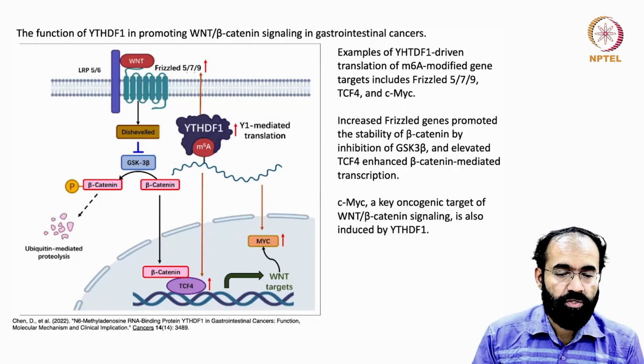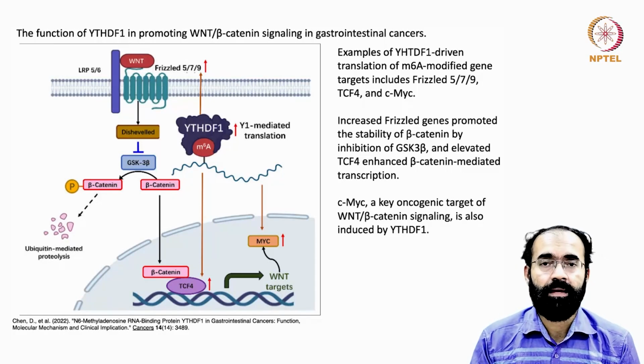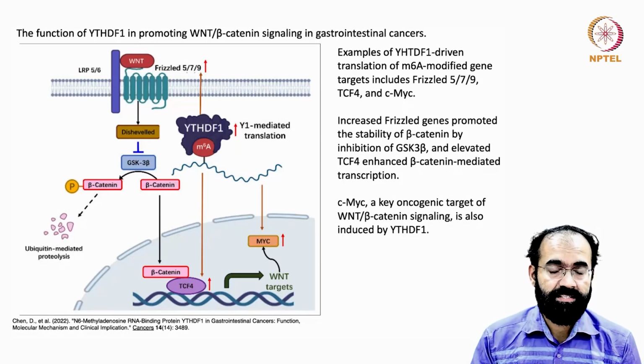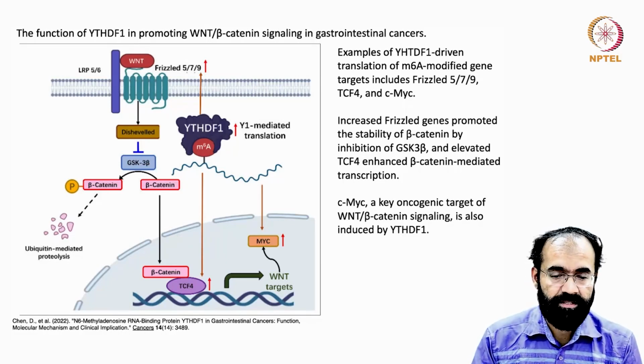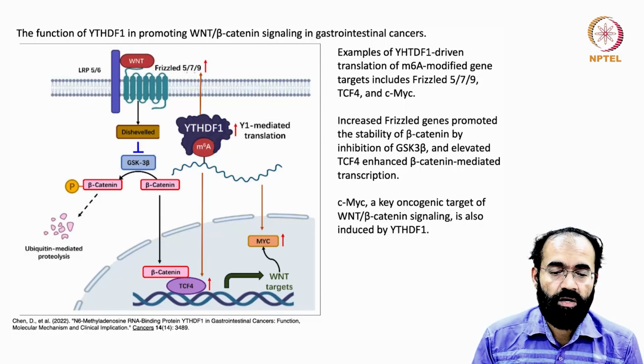gastrointestinal cancers. So we can see here, in the previous class I mentioned verbally the basics of the Wnt signaling mechanism, and let us see it in a pictorial manner here. So you have this receptor that is called frizzled. Different types are there: frizzled 5, frizzled 7, frizzled 9, like that. And it also has a co-receptor LRP 5/6. So LRP is the co-receptor, frizzled is the main receptor.